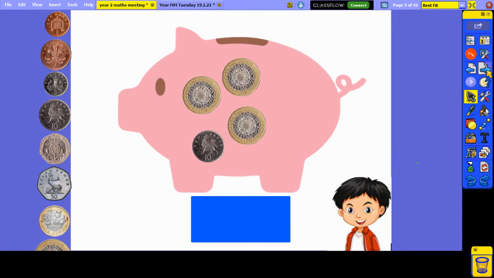Let's have a look at this one. What is the value of this coin? It's a £2 coin. You're right. There are £2 coins and this one, 10 pence. How much money does Benny have all together in his piggy bank? Pause the video while you work it out and write it down.